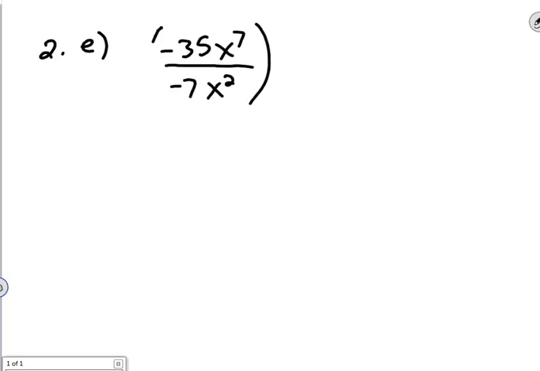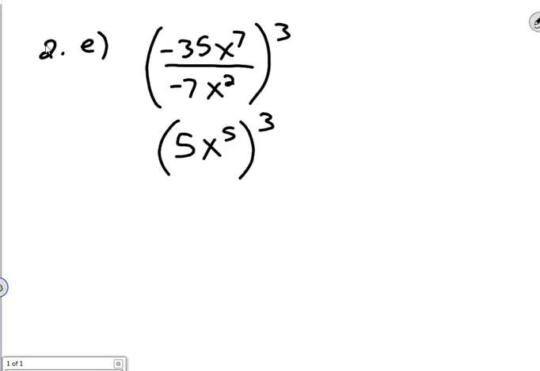Okay, so this is number 2, part E. We have negative 35 x to the 7th over negative 7x squared, and it's all being raised to the 3rd power. I suggest simplifying what's in parentheses first. So negative 35 divided by negative 7 is positive 5. X to the 7th divided by x squared, that's the quotient property, x to the 5th. All of that is being cubed.